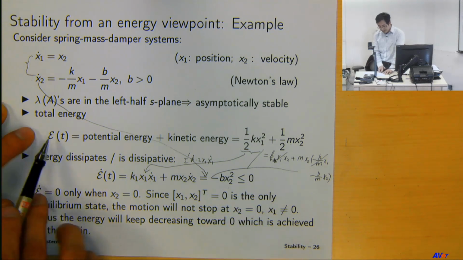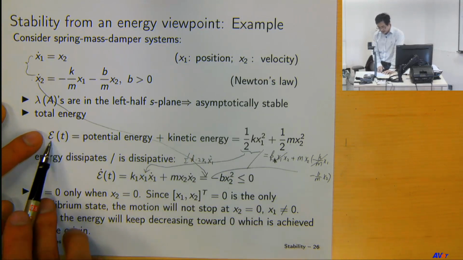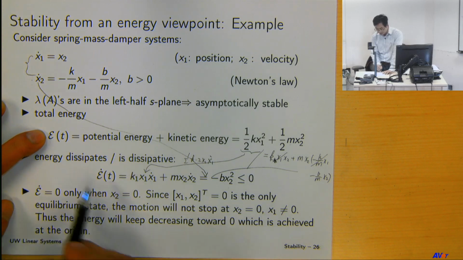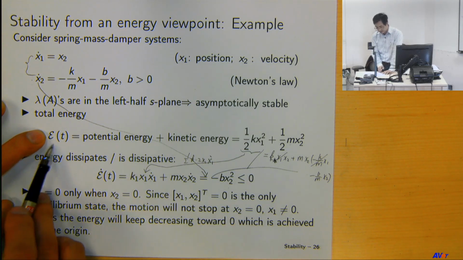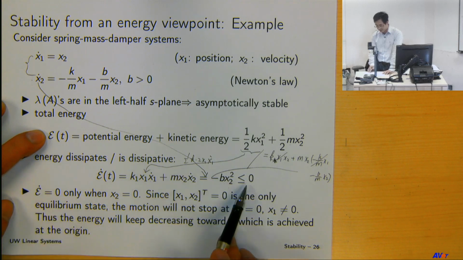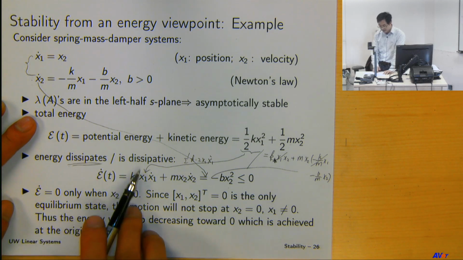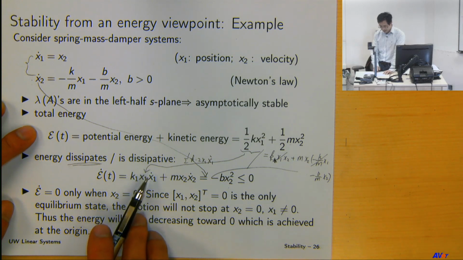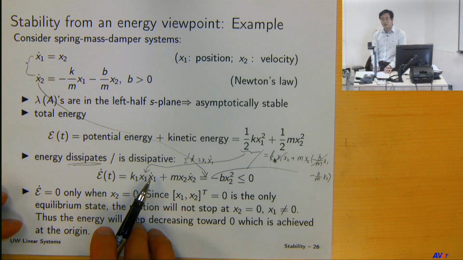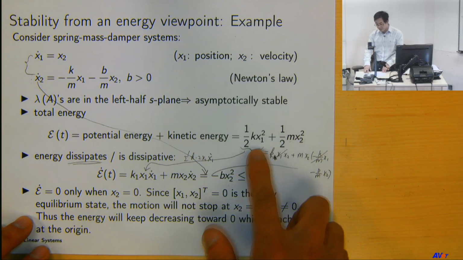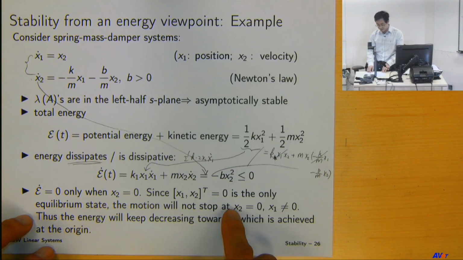So that means if you have an energy function that's positive, and the derivative of the function is negative or 0, then that means the energy is going to reduce, right? The energy is not going to increase because its derivative is negative or 0. So this is the concept of the energy dissipates, or is dissipative. So that's a good thing. At least we don't see the system going crazy, right? These two terms, position and velocity, are not going to go unbounded because the energy is reducing.